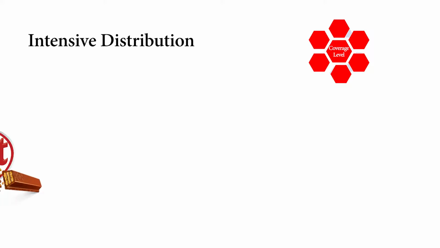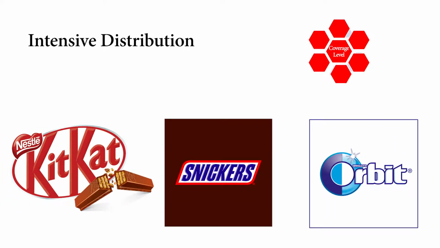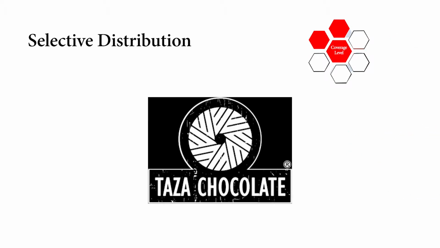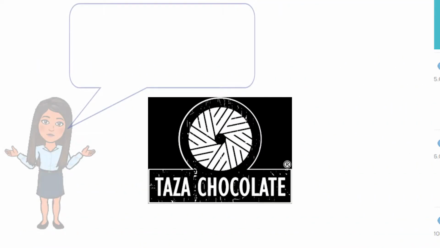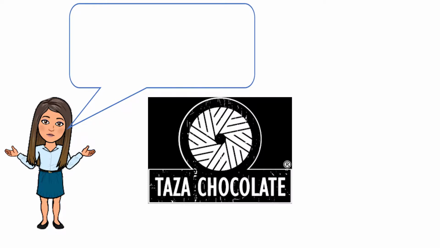Companies intensively distribute their products at this level. The idea is to maximize the market coverage by selling the product through almost all available wholesalers or retailers. Examples are chocolate candies and chewing gums. The second level is selective distribution. Taza is a company that uses selective distribution. You cannot find Taza in a gas station, so the company limits distribution to some retailers or wholesalers. Why do you think Taza does it?